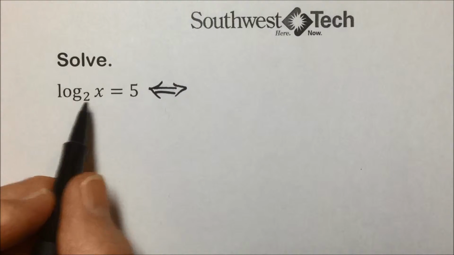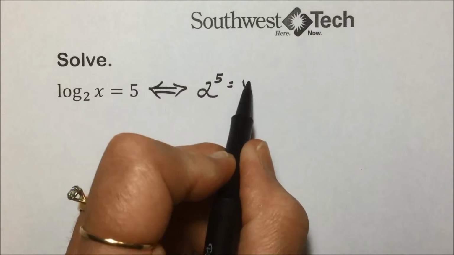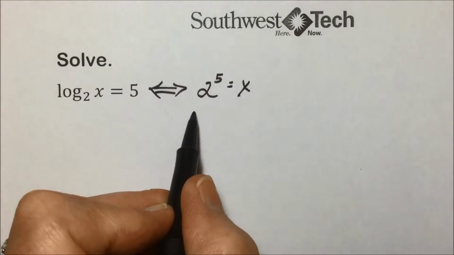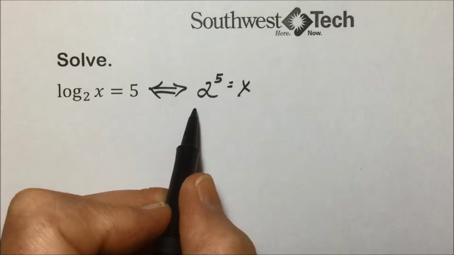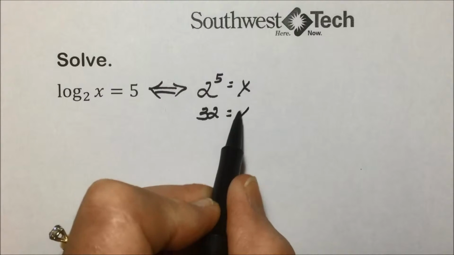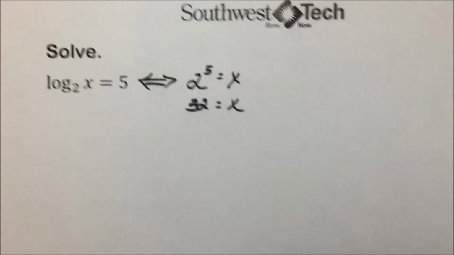So, our base here is 2 raised to the 5th power is equal to x. The only thing to do is simplify here. 2 to the 5th power, 2 times 2 times 2 times 2 times 2. I think I said it 5 times. Results in our unknown x value equaling 32.